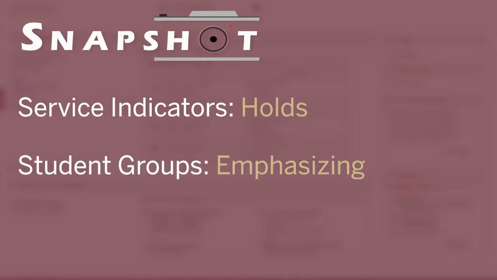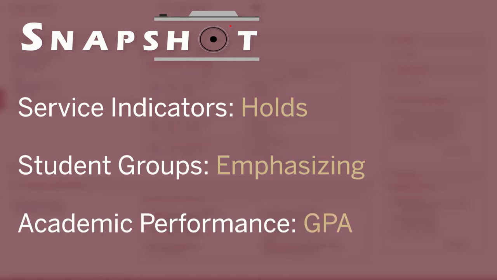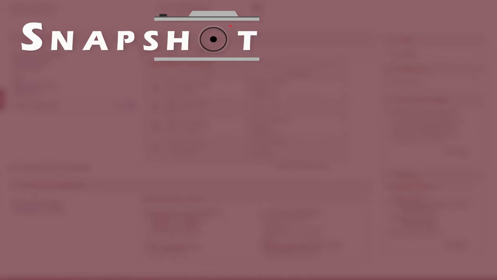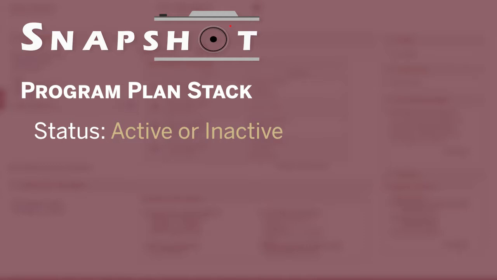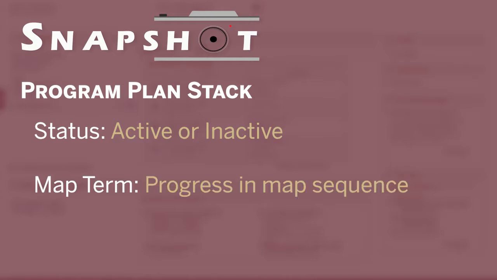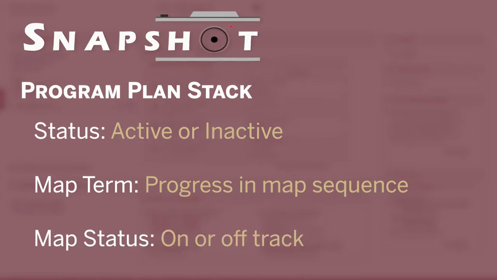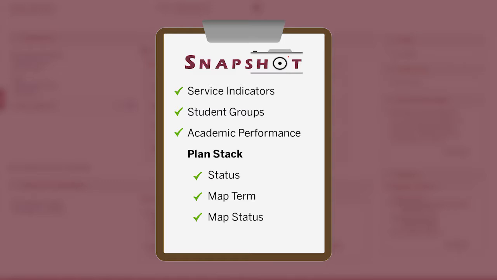student group affiliation, which may need emphasizing during the meeting, academic performance such as their GPA, verification of their program plan stack, which includes their status, which is whether or not the student is active or inactive for a term, based on the requirements posted in the general bulletin at the time of their matriculation, current map term, which designates their progress in their program's map sequence, and map status. Conversations with students all look different depending on this kind of information.